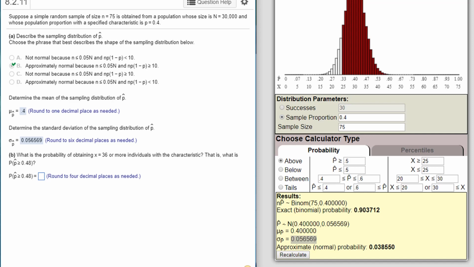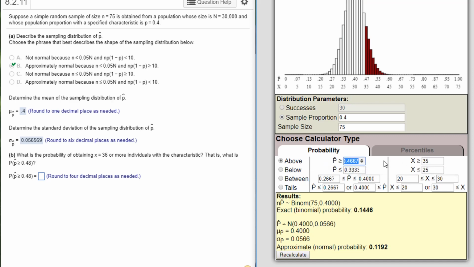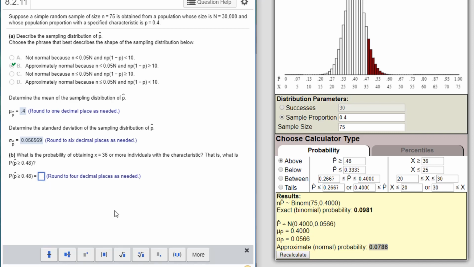What is the probability of obtaining 36 or more individuals with a characteristic? Well, let's first change my precision down to 4 again. Okay. And so I'm asking, what's the probability that I'm getting... I'm going to do probability of above, and I'm going to put in 0.48. This is the approximate normal probability. Anyway, 0.0786. That's my probability. 7%. About 8%.